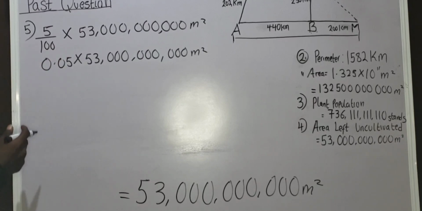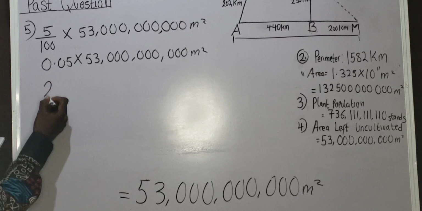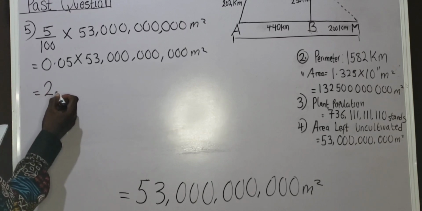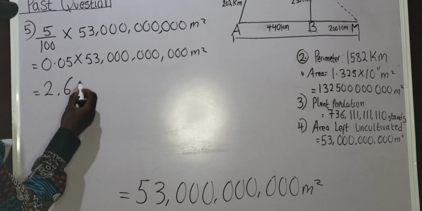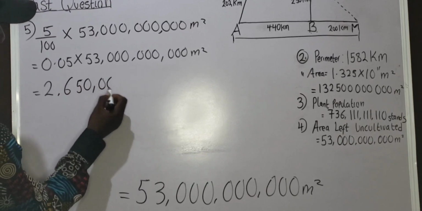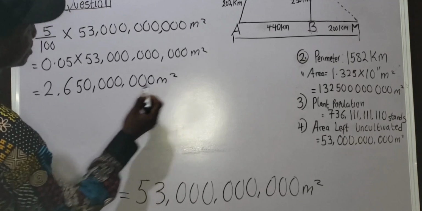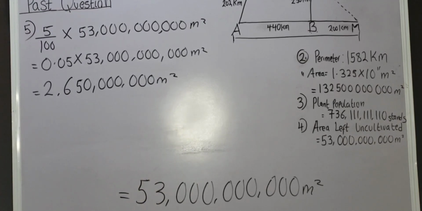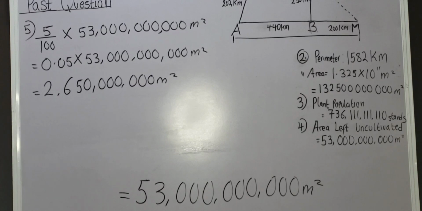So 5% of this gives the area that was used to build farmstead. So 5% of 53 billion, if you punch your calculator, you're going to get 2 billion 650 million meters squared. So this is the area that was used to build farmstead.